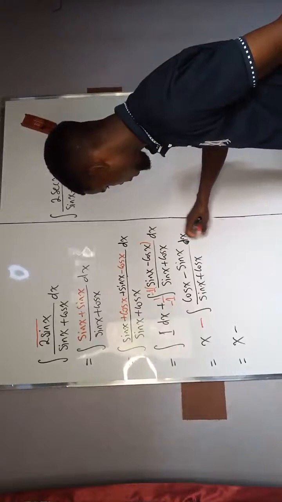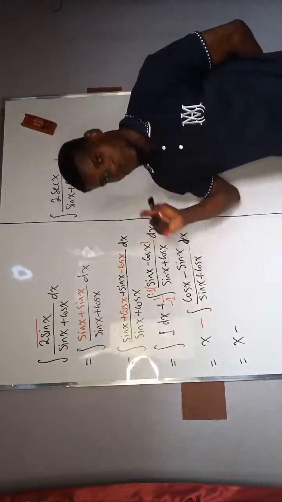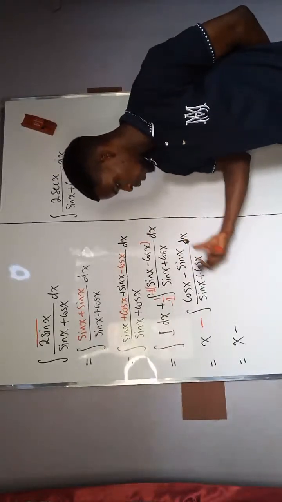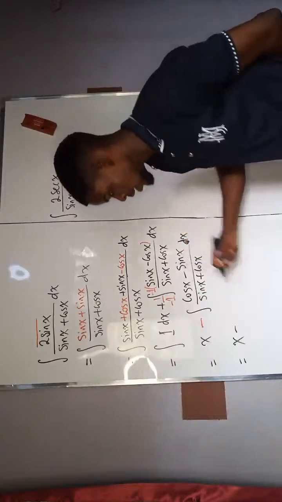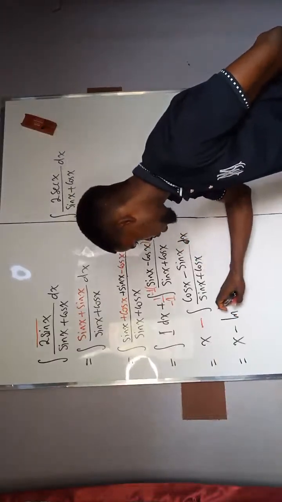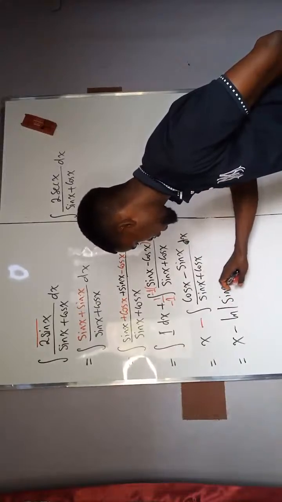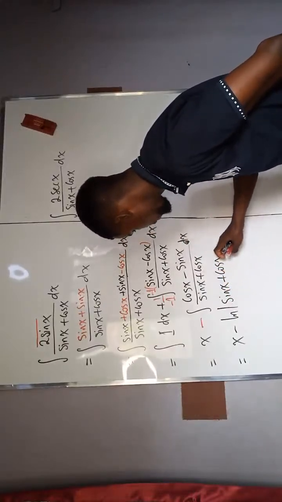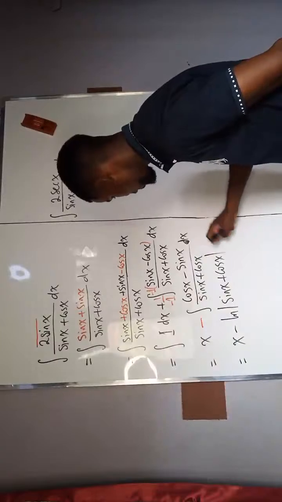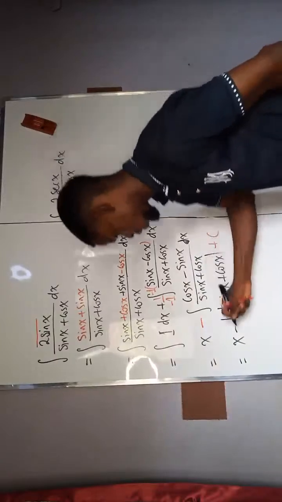Don't forget the dx. The derivative of sine of x is positive cosine of x, while the derivative of positive cosine of x is negative sine x. So that means we're going to have natural logarithm of the denominator, which we can write as sine of x plus cosine of x. Okay, and we are doing indefinite integral, so we add an arbitrary constant to this.